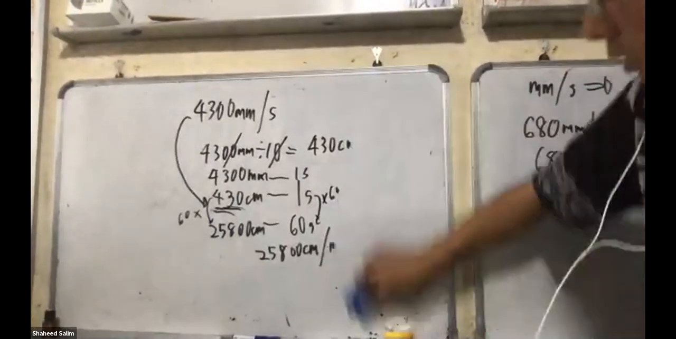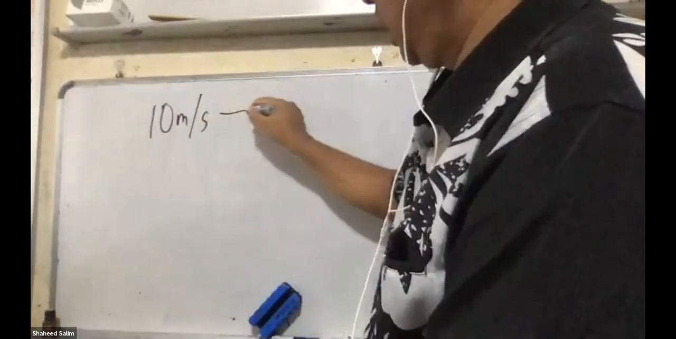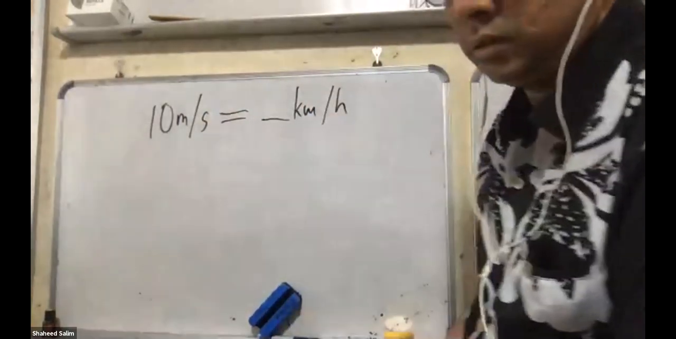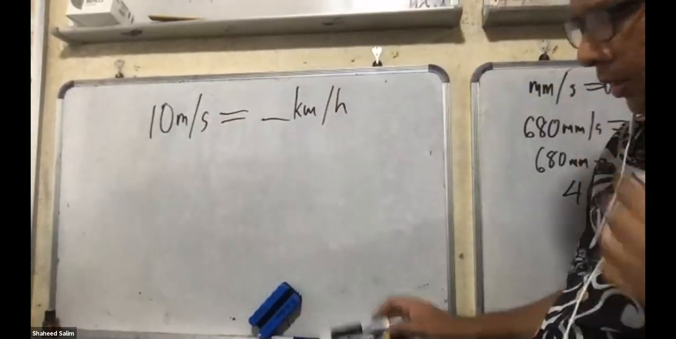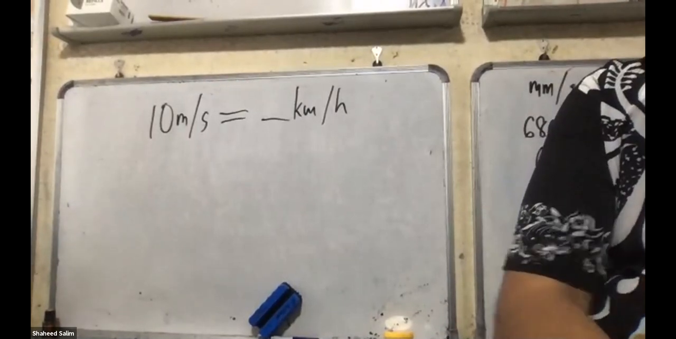Speed. 10 meters per second. I want you to change it to kilometers per hour. You try? 6,000. 6,000 km per hour.